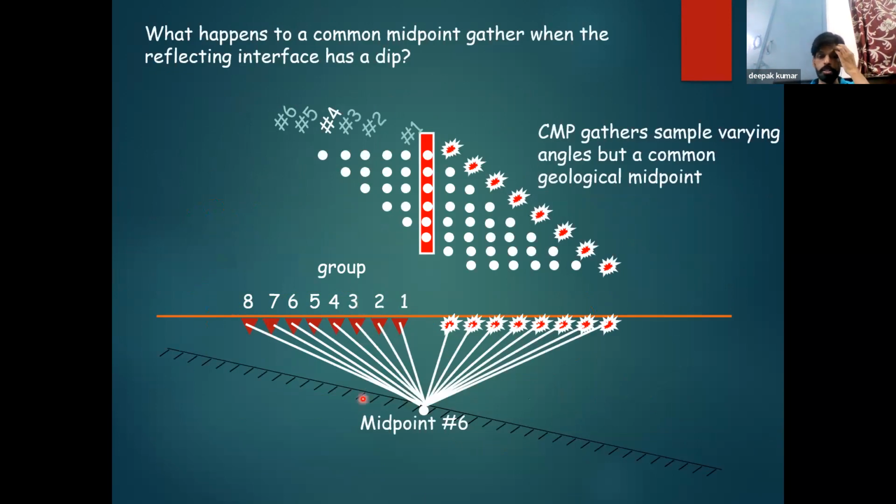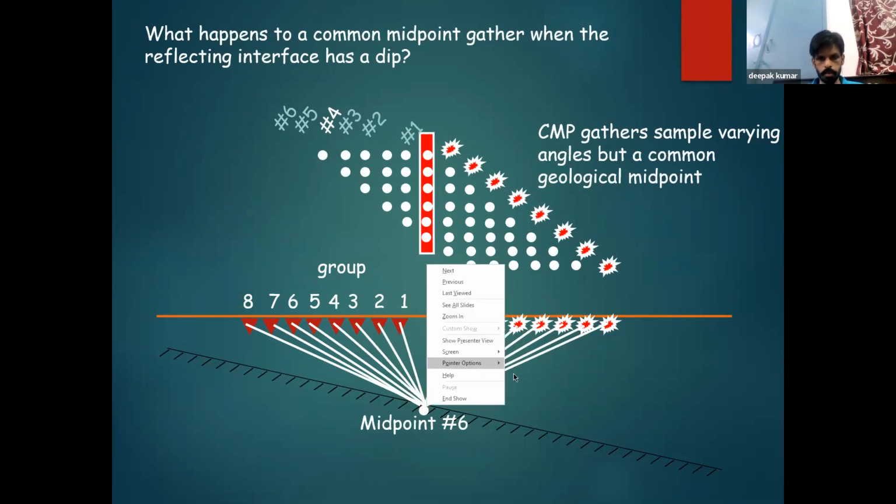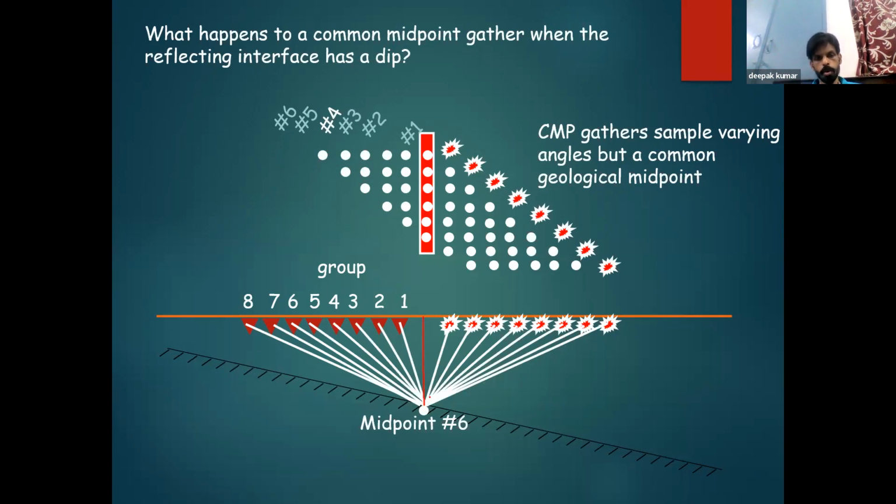And for a dipping layer also we can have a common midpoint. Similarly, as we talked, in this scenario, since we are illuminating only one position with different shot point and geophone combinations, we can have a common midpoint for a dipping layer also. And how is it useful, a common midpoint for a dipping layer?